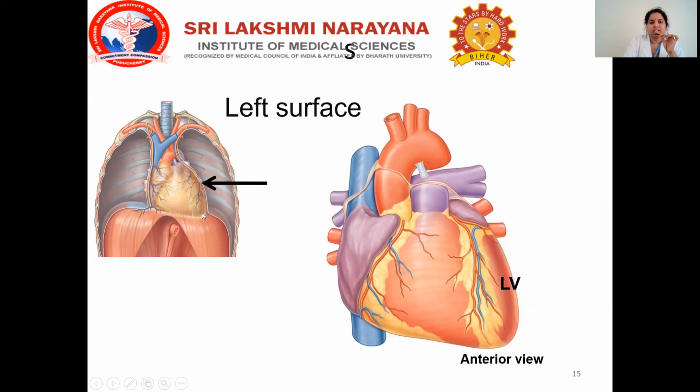The left heart surface is related to the medial surface of the left lung. It is formed entirely by the left ventricle. Similarly, the right heart surface is related to the medial surface of the right lung. It is formed by the right atrium.